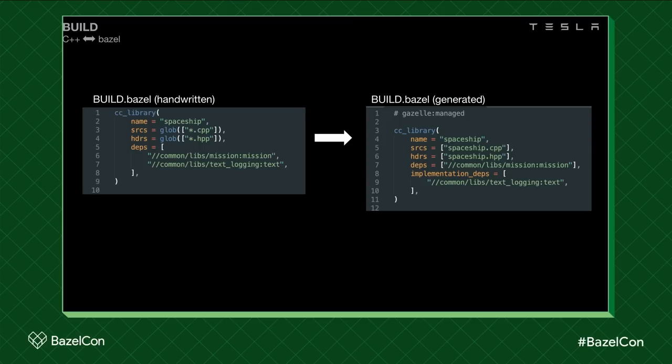To have a directory managed by the plugin, the build file in the directory has to include our custom directive. We add our directive at the top of the build file and run the tool, and Gazelle will give us the build file on the right. Each generated CC library has only one header and one source. And this allows us to make the build more granular, but it has another property too.